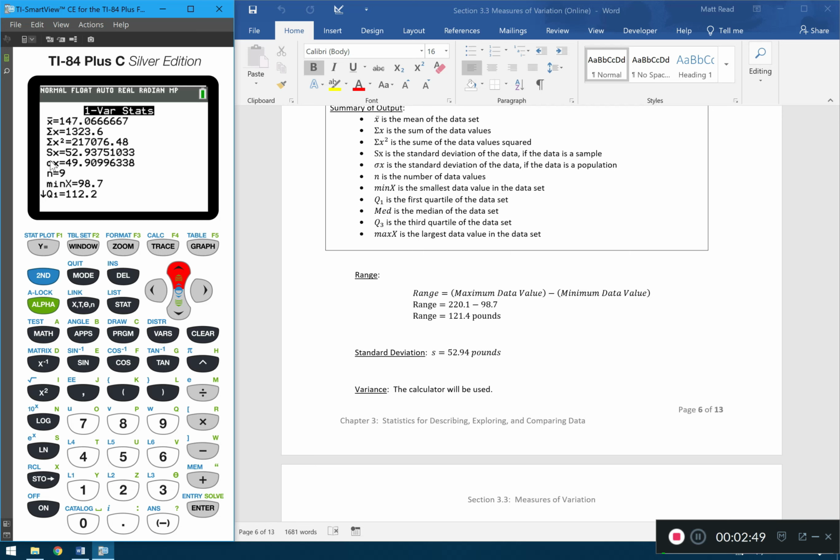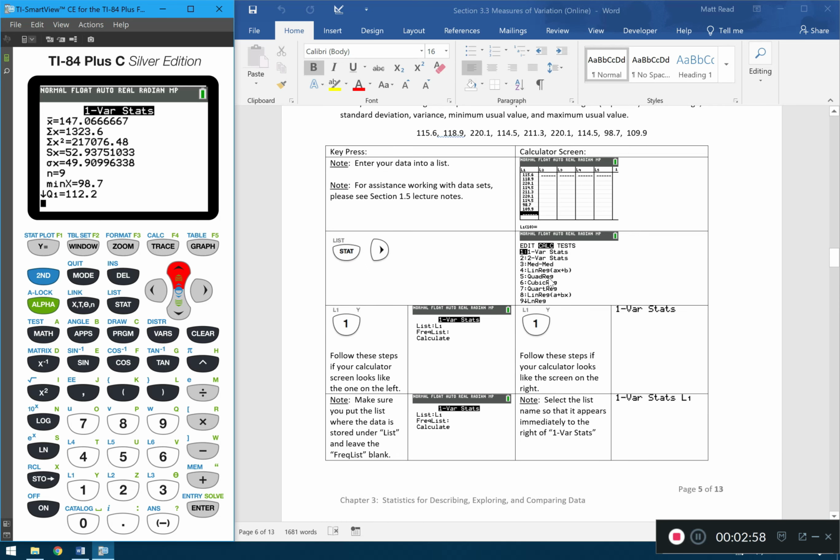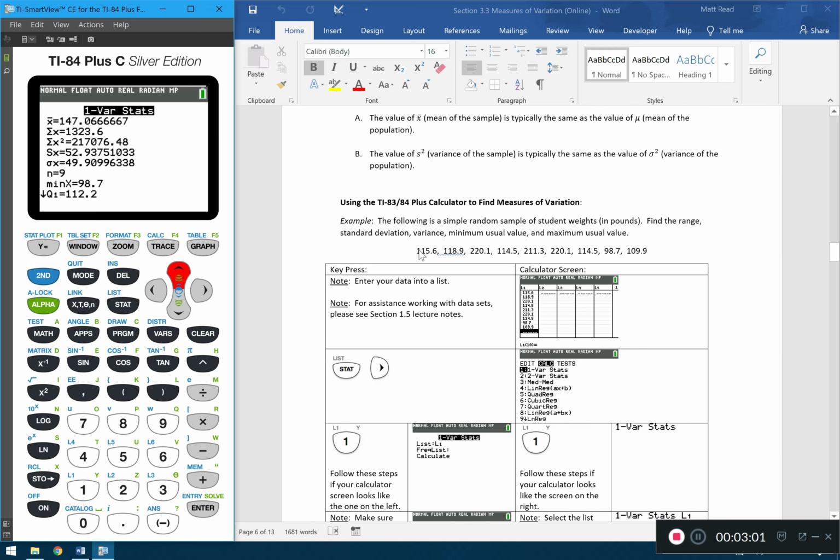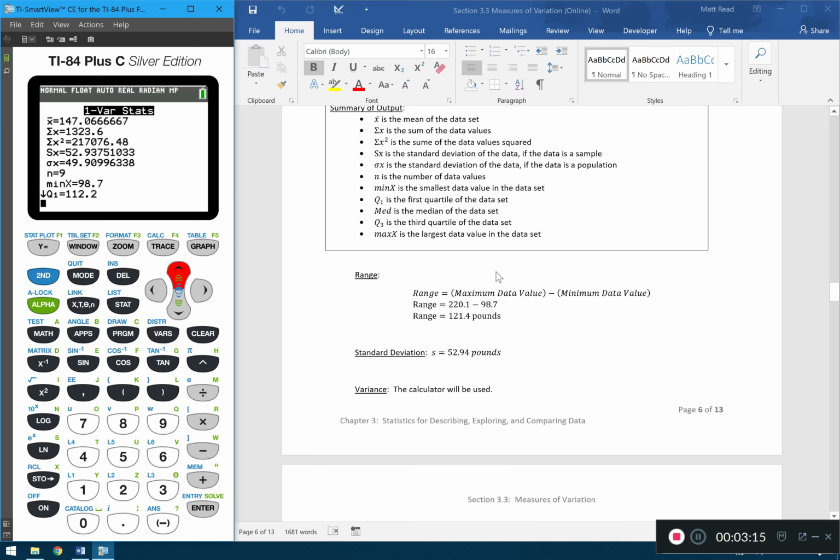Since the original problem did indicate this was a sample, we're going to use this output, the 52.93, and it continues on. Now remember, we're going to round to one additional decimal place beyond what was in the original data. So as you see, I scrolled back up here to the original data values, and we see each one of the original data values has one decimal place. Therefore, we're going to round our final answer to 52.94 for the two decimal places. Now please know that there is an appropriate symbol, lowercase s, 52.94, and don't forget our units of pounds.